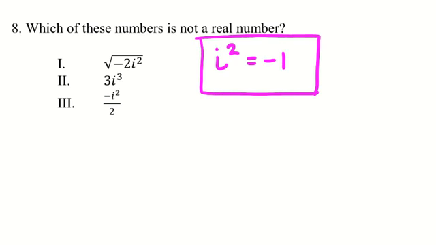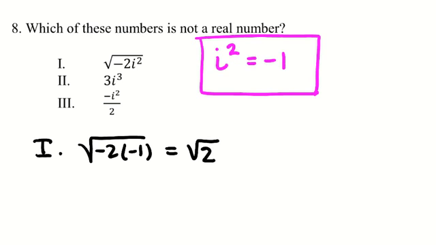So what I'm going to do is replace i squared with negative 1. So Roman numeral 1 is the square root of negative 2 times negative 1, which is the square root of 2, and that is a real number. Okay.